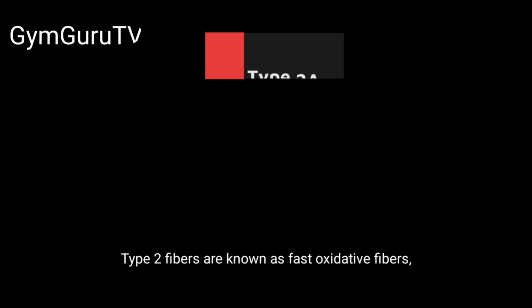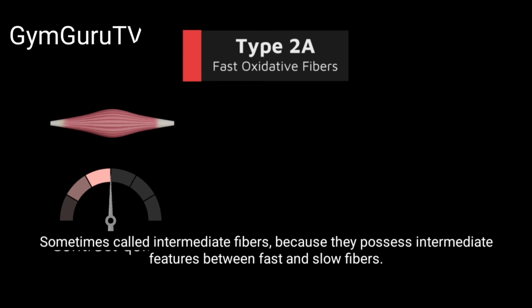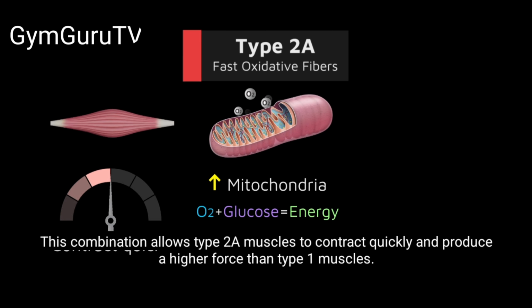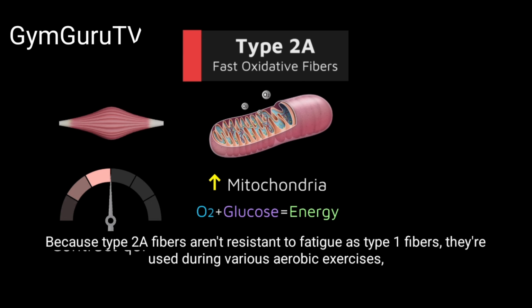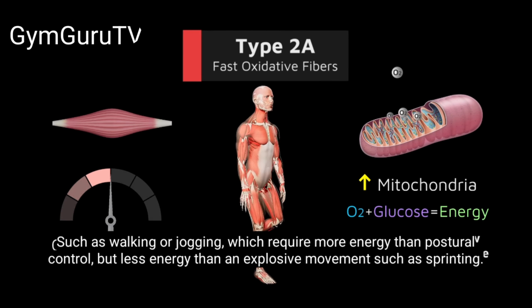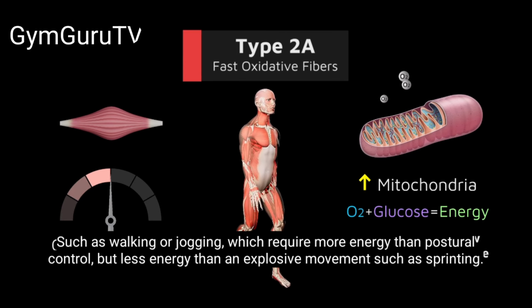Type 2A fibers are known as fast oxidative fibers, sometimes called intermediate fibers, because they possess intermediate features between fast and slow fibers. These fibers have fast contractions and usually use a combination of oxygen and glucose as a source of energy. This combination allows type 2A muscles to contract quickly and produce a higher force than type 1 muscles. Because type 2A fibers aren't as resistant to fatigue as type 1 fibers, they are used during various aerobic exercises such as walking or jogging, which require more energy than postural control, but less energy than an explosive movement such as sprinting.